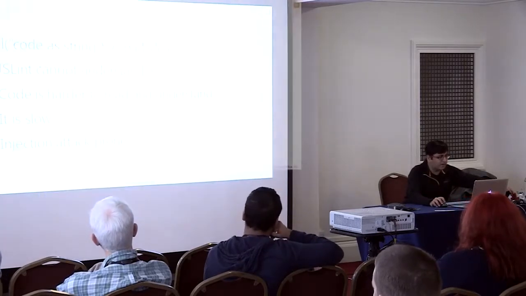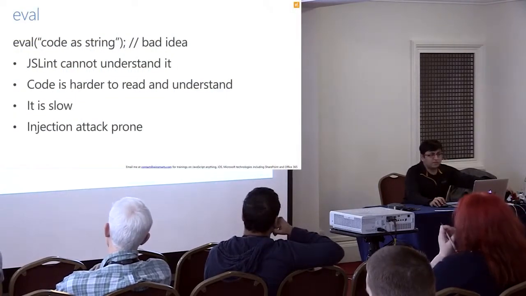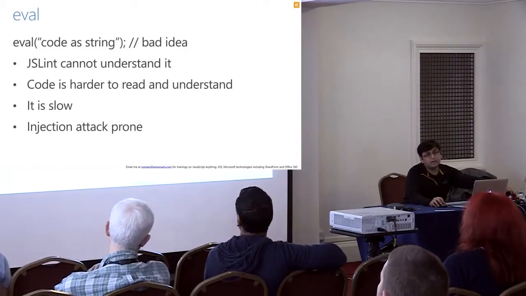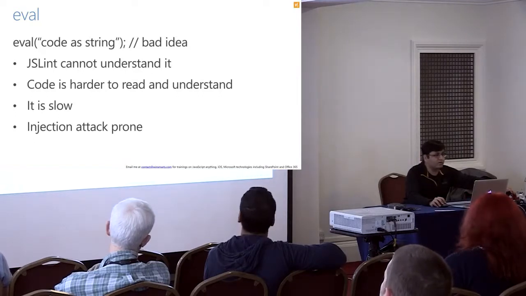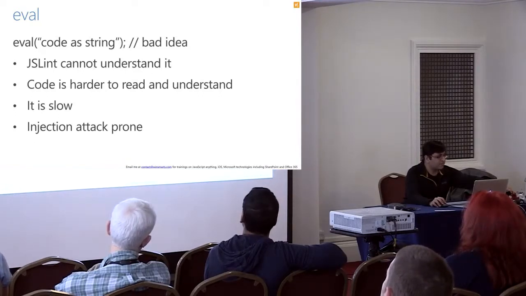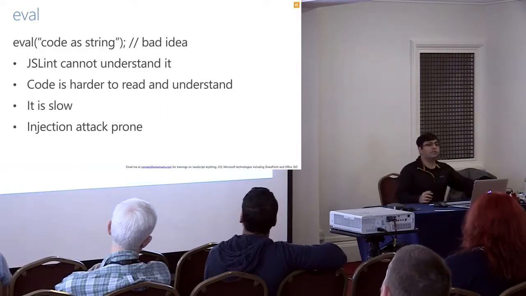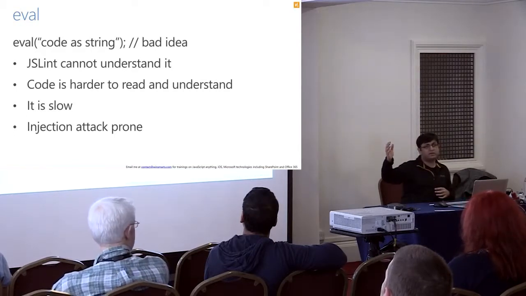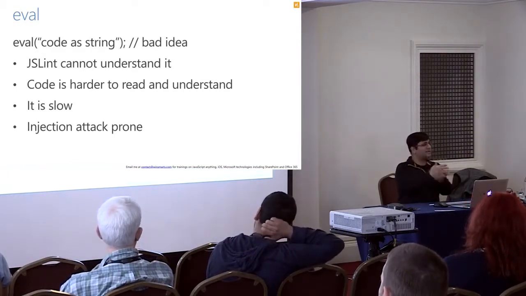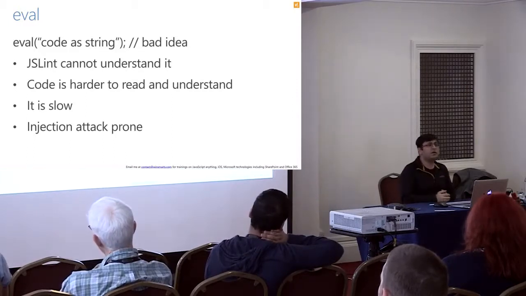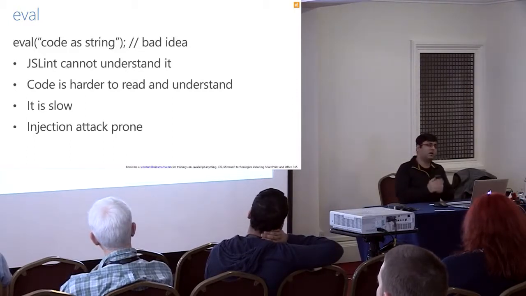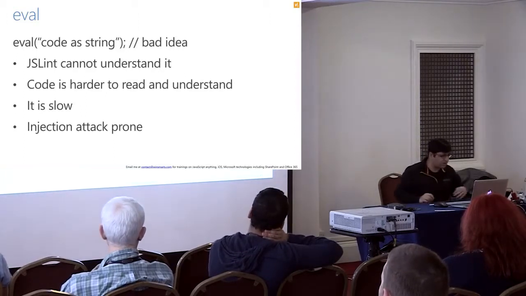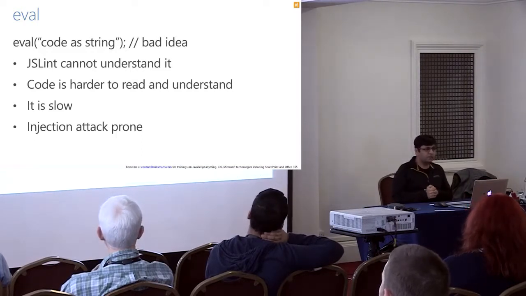So anyway, let's come back to eval. Eval code, so JSLint cannot understand it, and that's not good. The code is harder to read and understand because typically inside of here, if you're writing a function as a string, that's going to be a problem because maybe the function is rendering some HTML, and you're going to have to worry about escaping these strings over and over again, and it's just going to get unmanageable. So it's harder to read, harder to debug, harder to understand. It is slow, and it is injection attack prone as well. Right? So don't use eval.